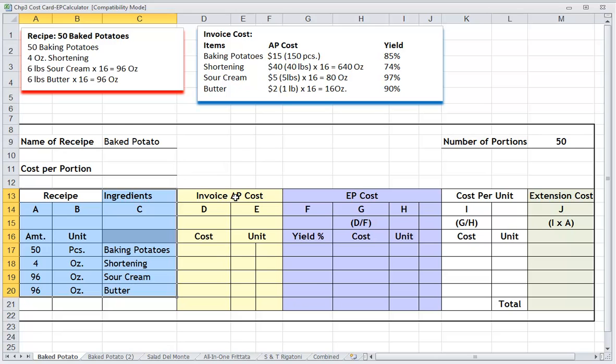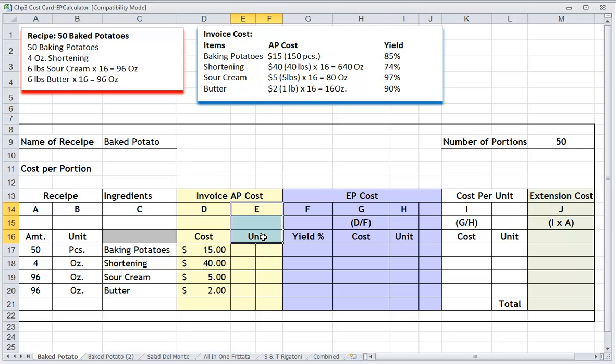The letters AP over here in the cell indicate as purchased. So we're going to take the information directly from the as purchased receipt, which is in the blue box, and plug it into columns D and E. Now the cost of the baking potatoes was $15, so we will put in the price over here. The shortening was $40. We paid $5 for the sour cream and $2 for the butter.